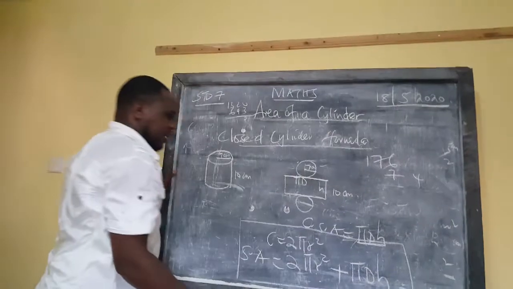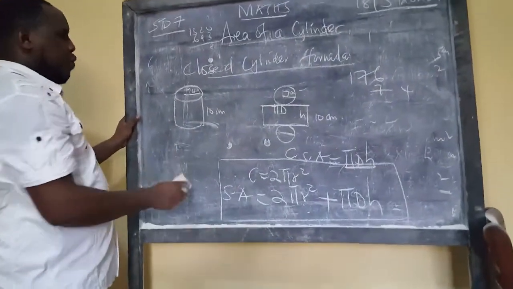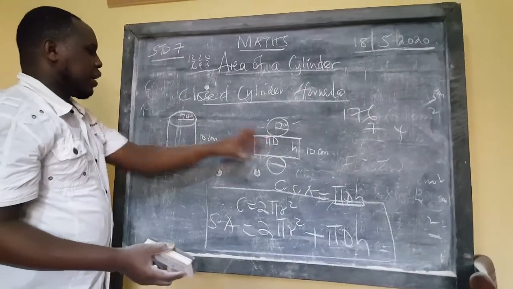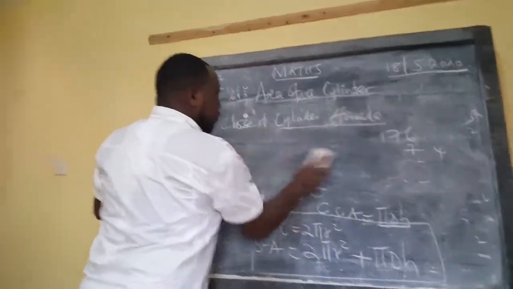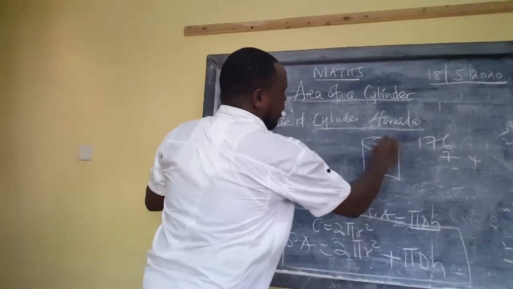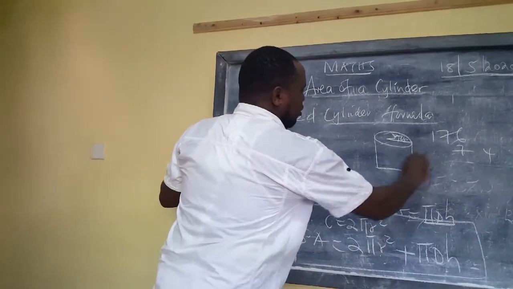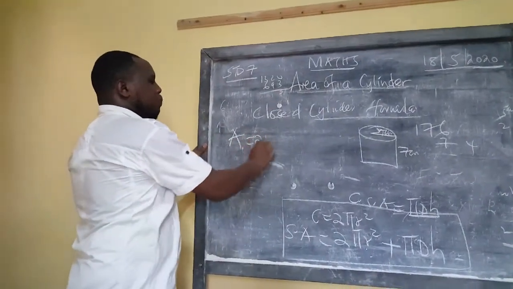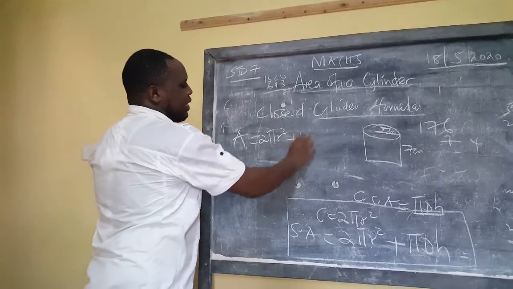So let's calculate very fast. We will not use the formula. Okay, let's use the formula so that we move very fast. Our cylinder looks like this with a radius of 7 centimeters and a height of 7 centimeters. So the area is equal to 2 pi r squared plus pi d h.